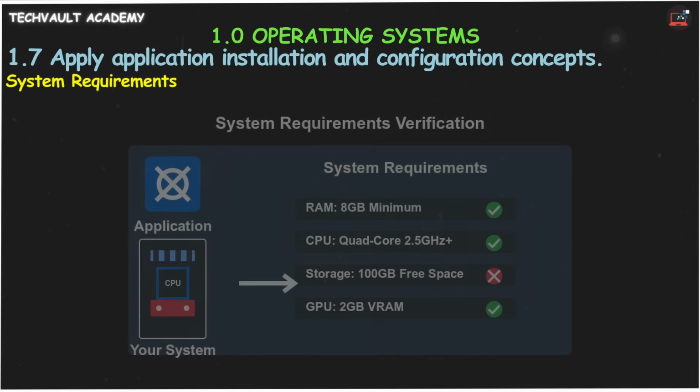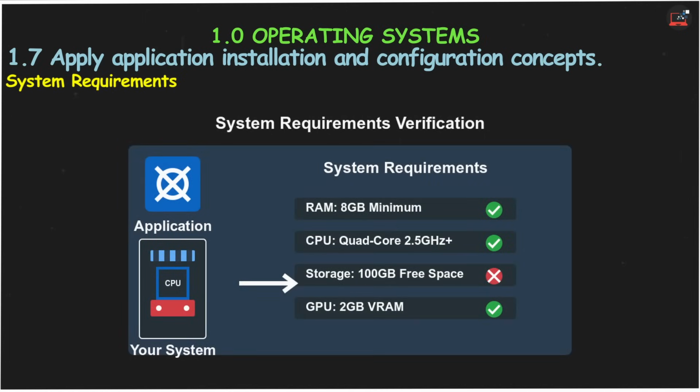Minimum and recommended requirements. The application's documentation will list the minimum requirements, the bare minimum needed to run the application, and the recommended requirements for optimal performance. Always aim for at least the recommended requirements. This includes things like processor speed, RAM, hard drive space, and graphics card.